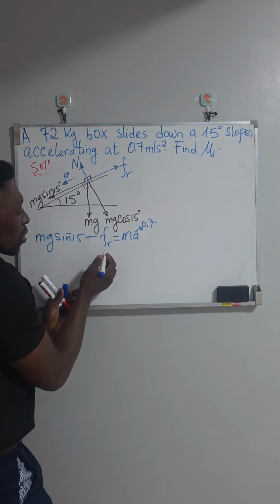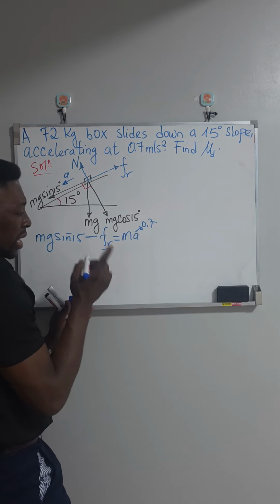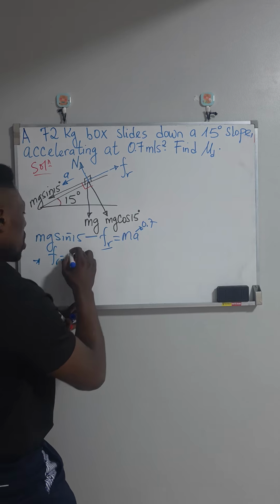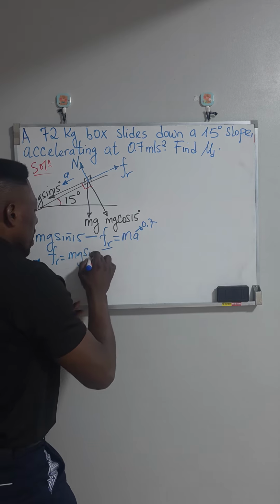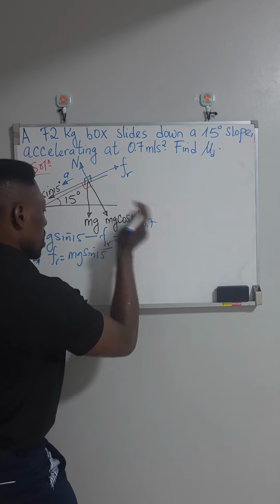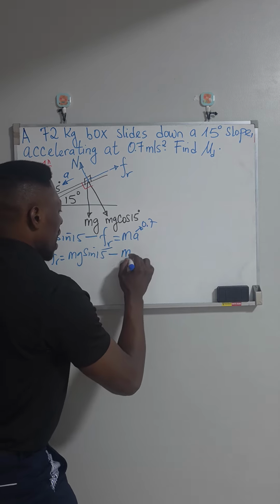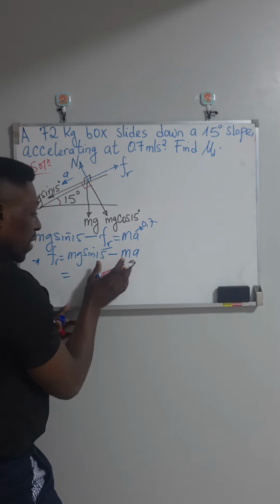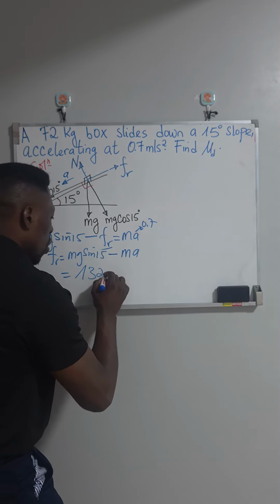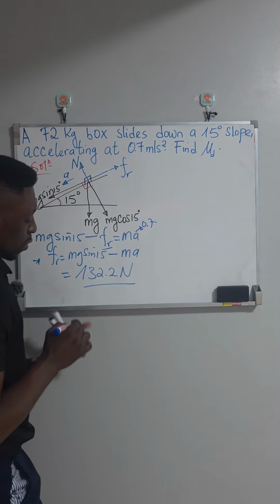Now from here, I would like us to make friction the subject of the formula, and I'll tell you why. From here, friction is going to be equal to mg sine 15. I'm bringing this to this side and then bringing this way, minus m times a. And if you correctly simplify just this alone, we should arrive at 132.2 Newton, because friction is a force.